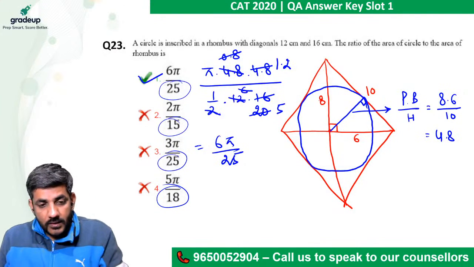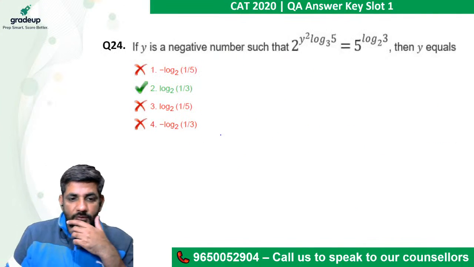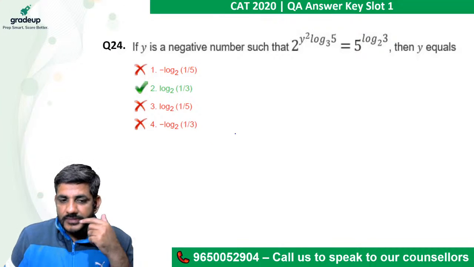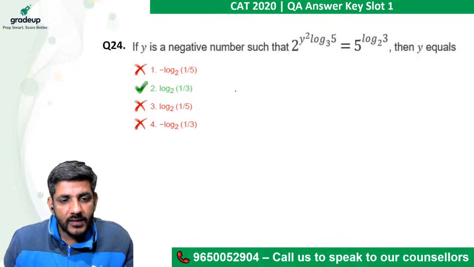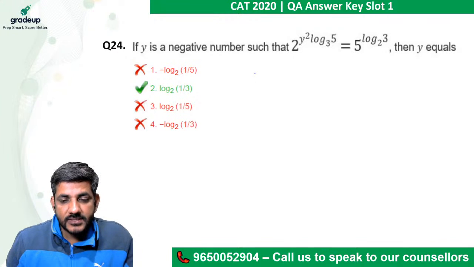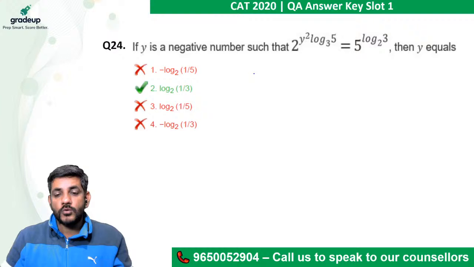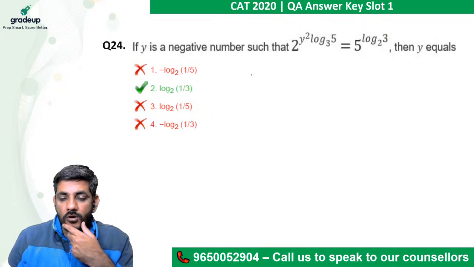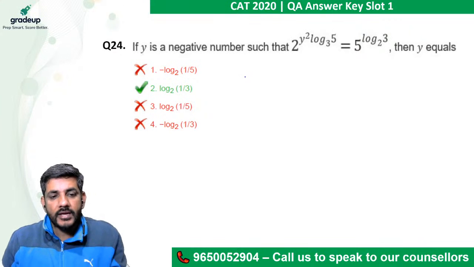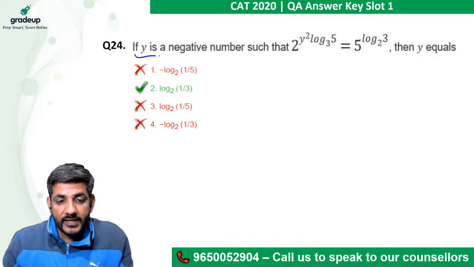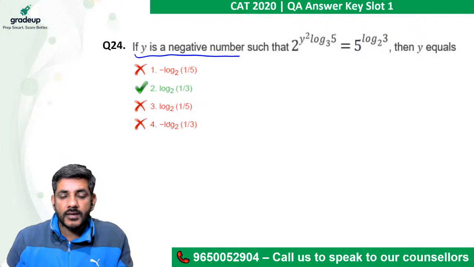Okay. Let's move forward to question number 24 and talk about this question as well. If y is a negative number such that 2 raised to the power y square log 5 to the base 3 is equal to 5 to the power log 3 to the base 2, then y equals. Now there was one very important thing here, that y is a negative number, right?